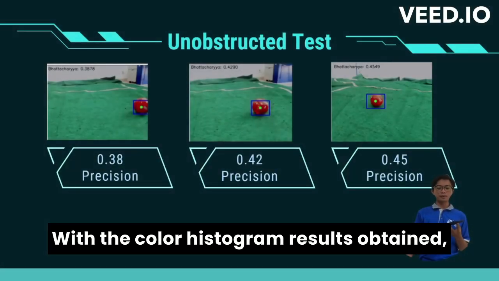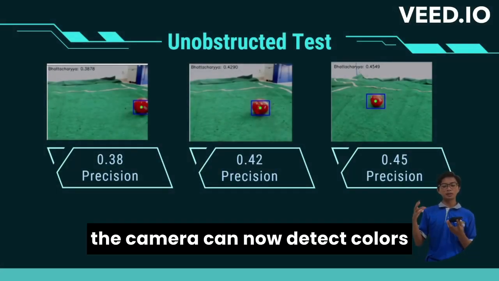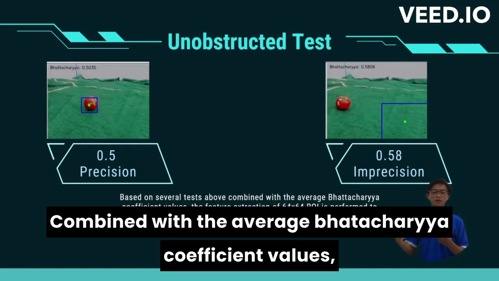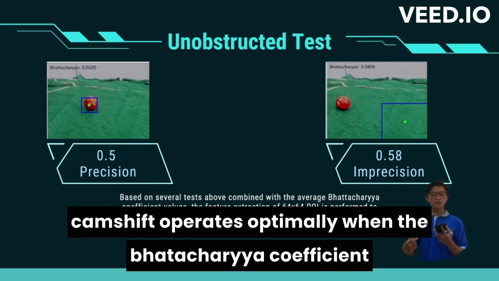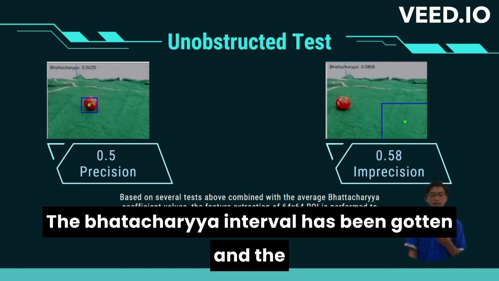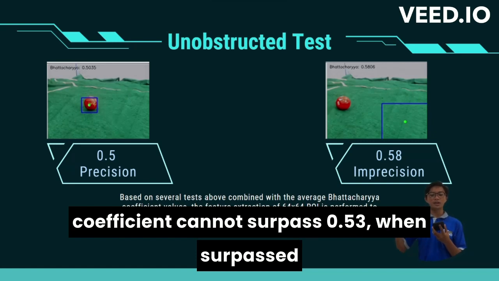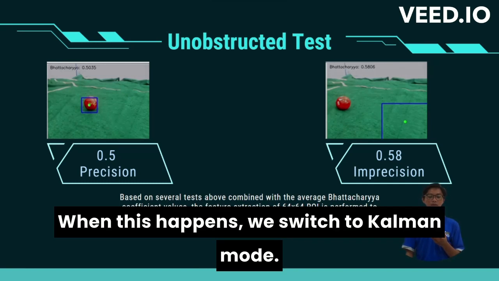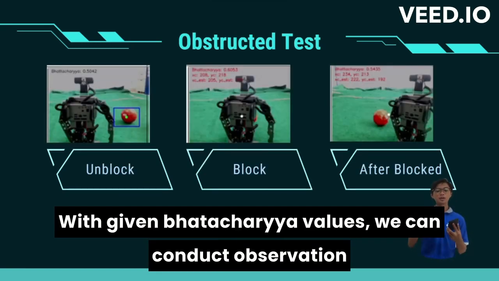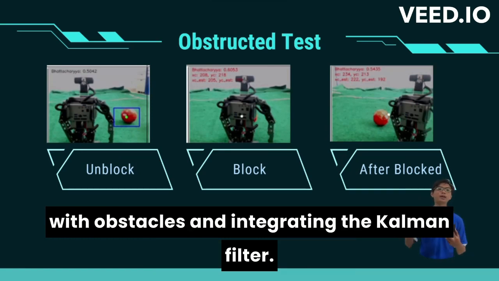With the color histogram results obtained, the camera can now detect colors corresponding to the observed histogram. Based on several other tests, combined with the average Bhattacharya coefficient values, Camshift operates optimally when the Bhattacharya coefficient value is lower than 0.553. The Bhattacharya interval has been obtained and the coefficient cannot surpass 0.53. When surpassed, it's likely due to obstacles. When this happens, we switch to Kalman mode. With the given Bhattacharya values, we can conduct observation with obstacles and integrate the Kalman filter.